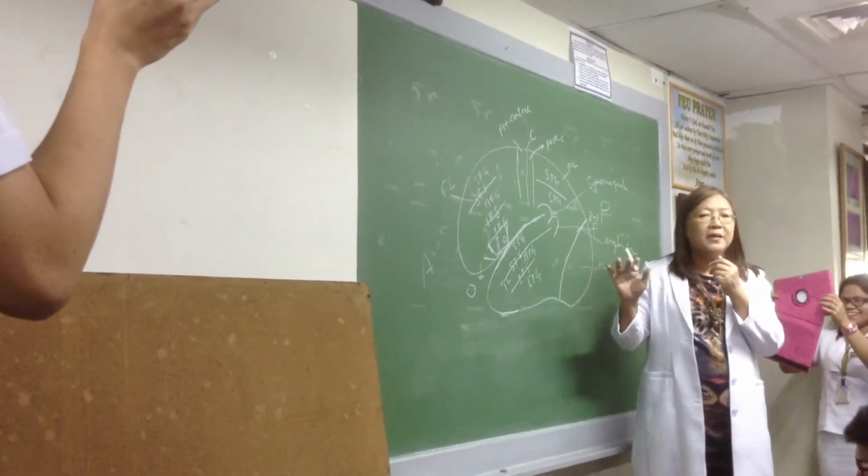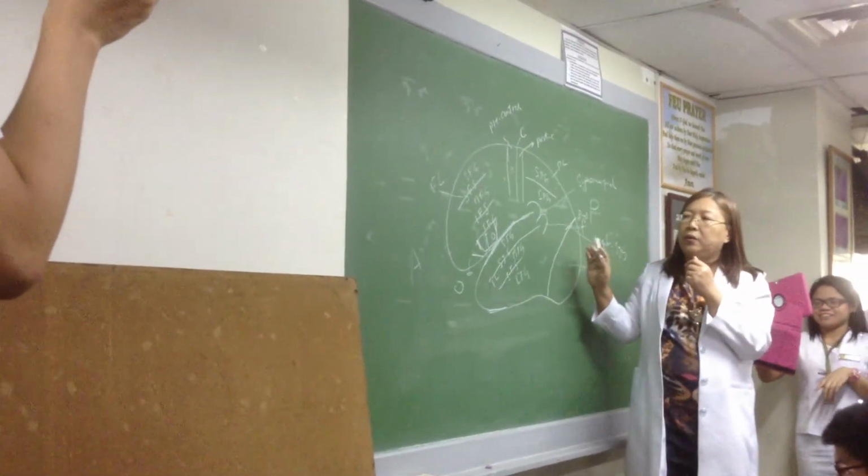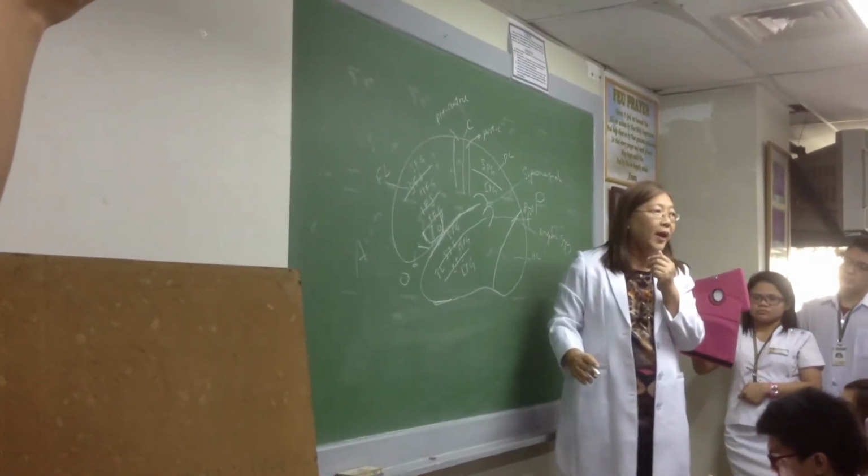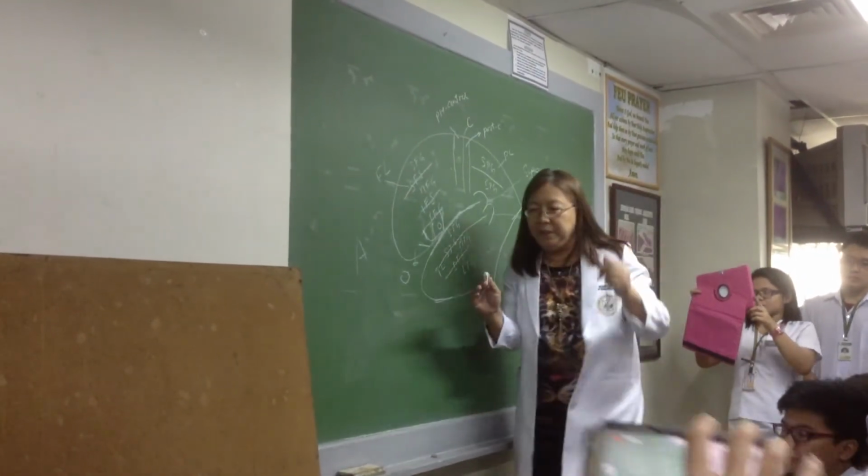Okay, angular gyrus. Now the occipital lobe, you won't see so much on this view. The things that you will look for in the occipital lobe are best seen on the medial view. So tingin tayo sa medial.